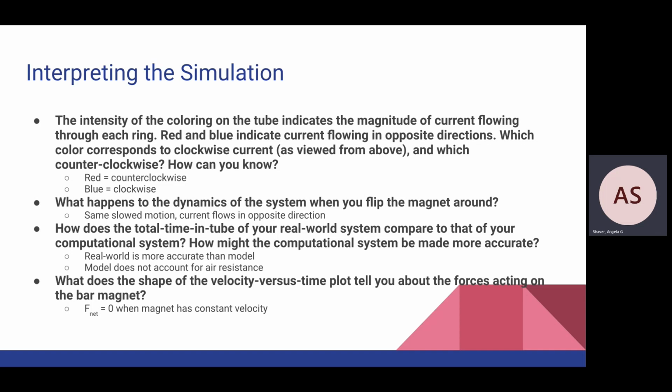What happens to the dynamic of the system when you flip the magnet around? If you did this, the magnet would still follow the same slow motion, but the current would flow in the opposite direction with this orientation of the magnet. And then how does the total time in tube of your real world system compare to that of the computational system?